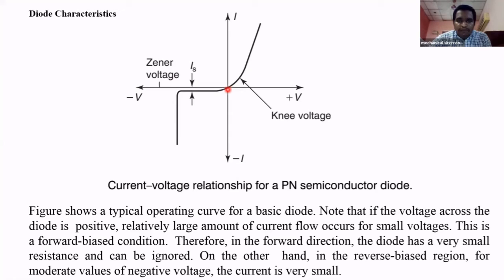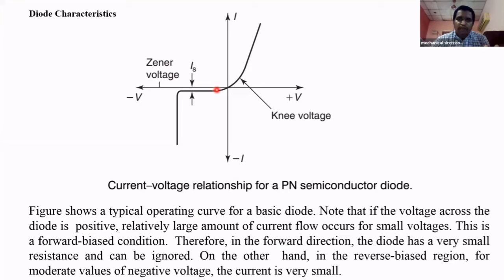So in reverse bias, the current is very low. That is a constant current. Even if you are increasing the voltage in the reverse direction, what will happen? There is no flow of current. The current flow is very low.